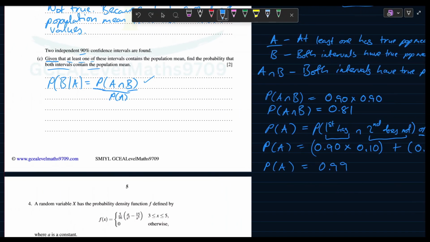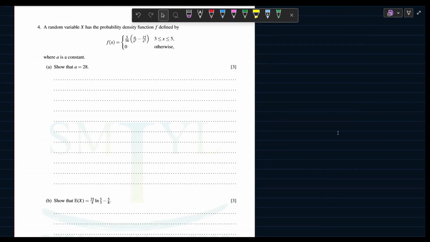Okay, so now that we have our probabilities, we can just substitute into the formula for conditional probability. So the intersection is 0.81, and then A is 0.99. And this gives us that the probability of B given A is therefore equal to 0.81 divided by 0.99, which is 9/11.